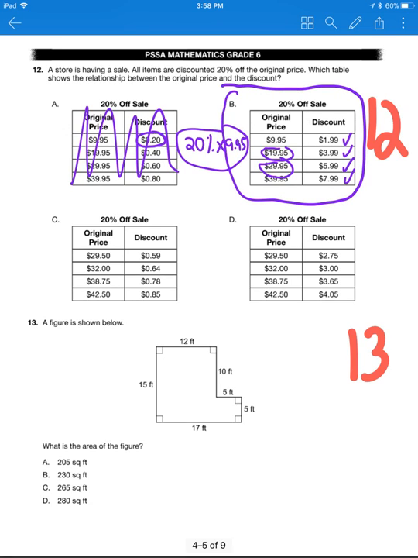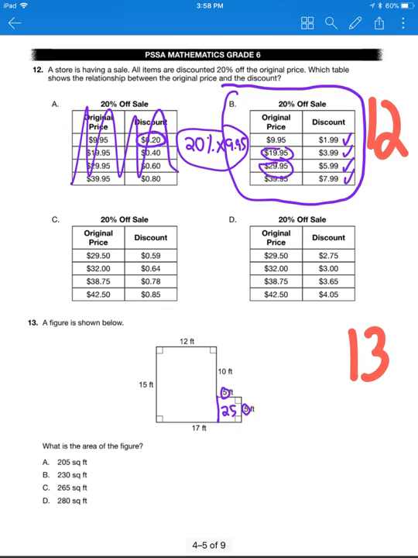So let's continue to move on. Let's go to number 13. Which, well, I can't read it there. A figure is shown below. What is the area of the figure? Okay, we've done a lot of these. I hope you got this one. So let me split it up here. I'm going to split it right here. And I see 5 times 5 is 25.